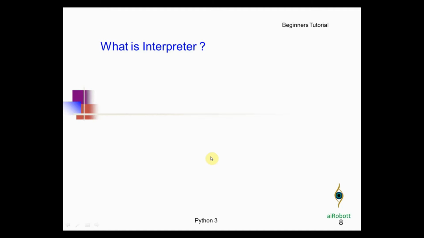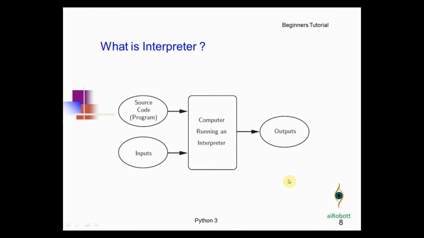Let's see what an interpreter is. Actually, this tutorial is for beginners, so first of all, we have to understand the interpreter. Here you can see the block diagram of the interpreter. Interpreter means a computer running an interpreter. In your computer, the Python interpreter is installed. You have to install it. Then you can give your source code, that is the program, and you can give the program inputs, so you can get the outputs.